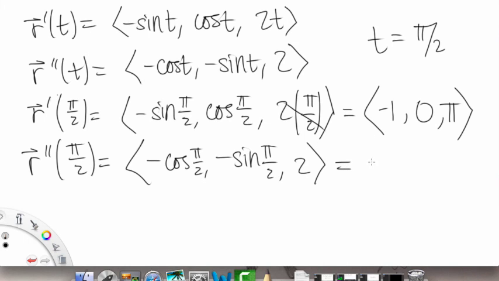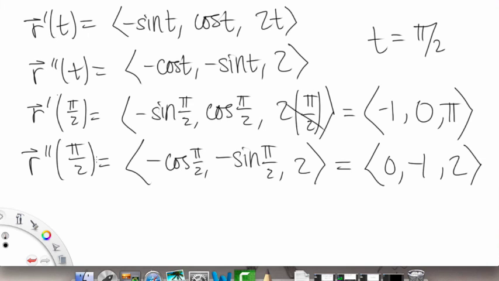Okay, and then this is going to turn into, so cosine at pi over 2 is still 0, and negative sine pi over 2 is going to be a negative 1, and then we have a 2 at the end there. Okay, so now that we found these two, we can cross them and see what we get.